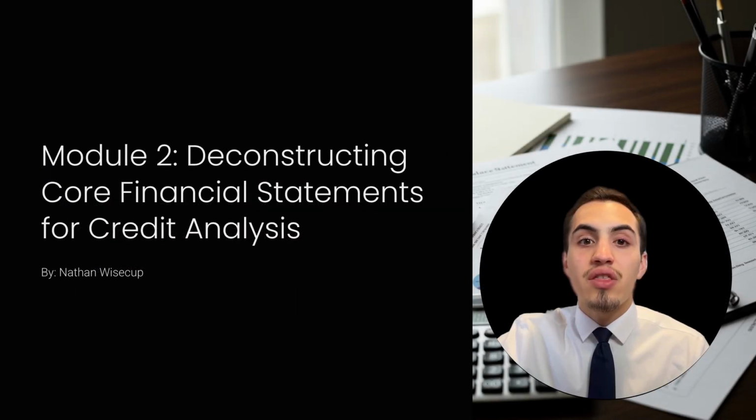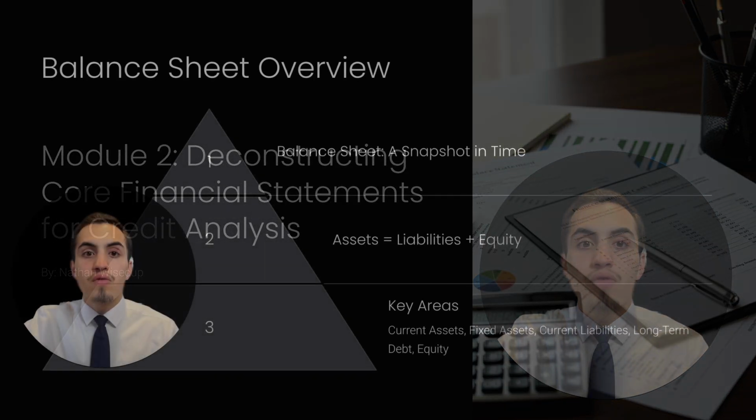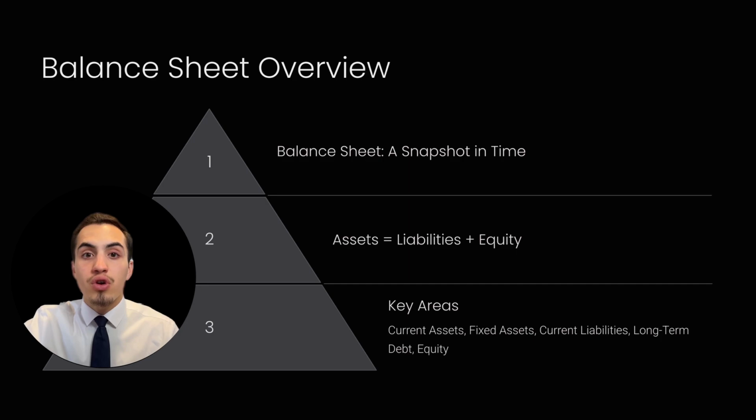In this module, we'll look at 3 core financial statements that form the bedrock of credit analysis: the balance sheet, income statement, and cash flow statement. Familiarity with these is crucial for any business banking role. For our examples throughout this series, we'll refer to a simplified hypothetical company. Let's call it Omaha Manufacturing, Inc. We'll be looking at its financial data for the last 2 years to illustrate key concepts.